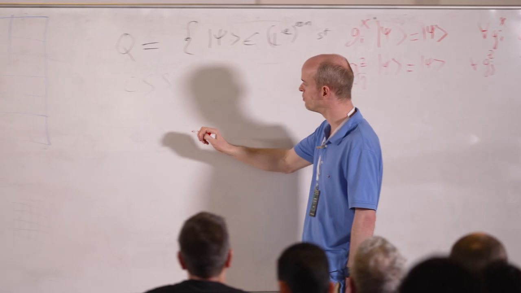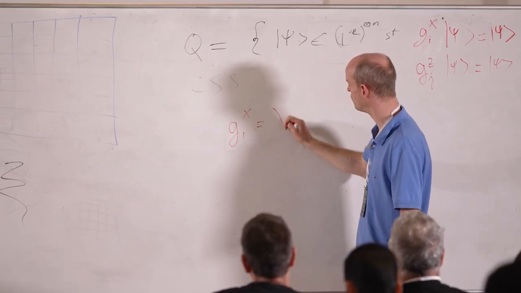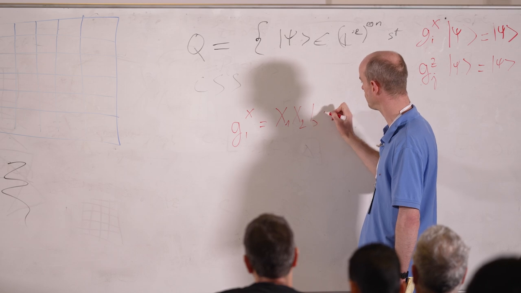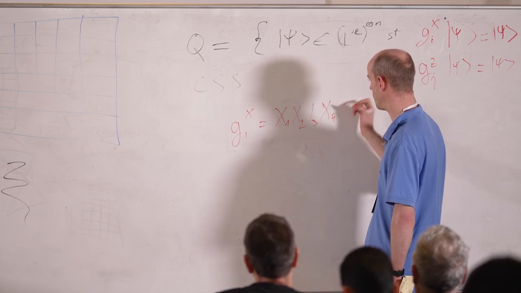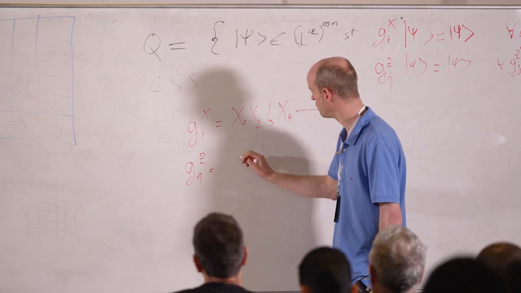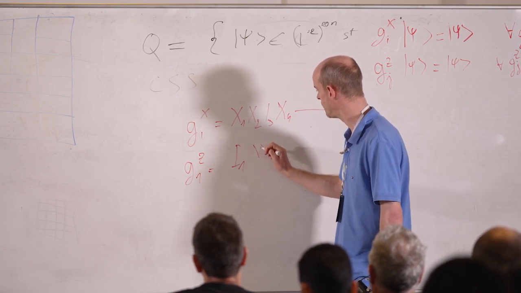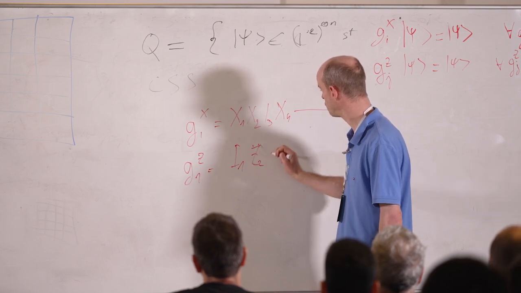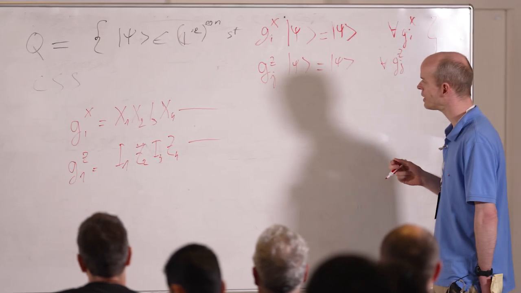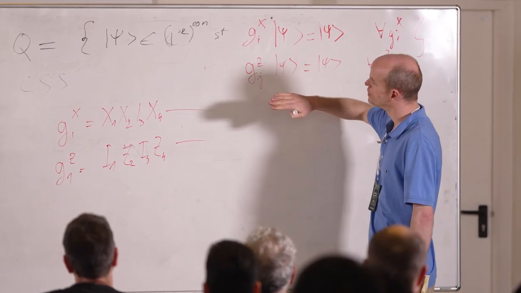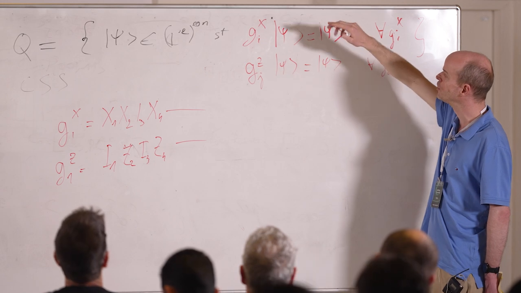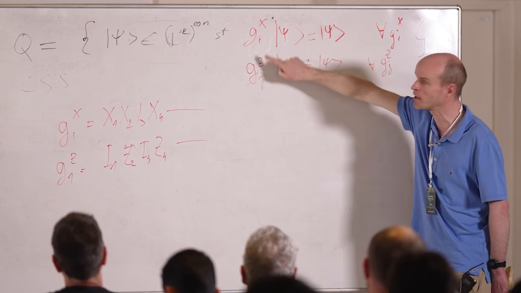So let me take an example. You could have G_1^X as maybe X on the first qubit, X also on the second qubit, identity on the third one, X on the fourth, and then identity everywhere else. And I take maybe G_1^Z: identity on the first qubit, Z on the second qubit, identity, and Z on the fourth qubit, and then identity. This is a possibility. What matters is that this code space is basically the plus one common eigenspace of all these operators.